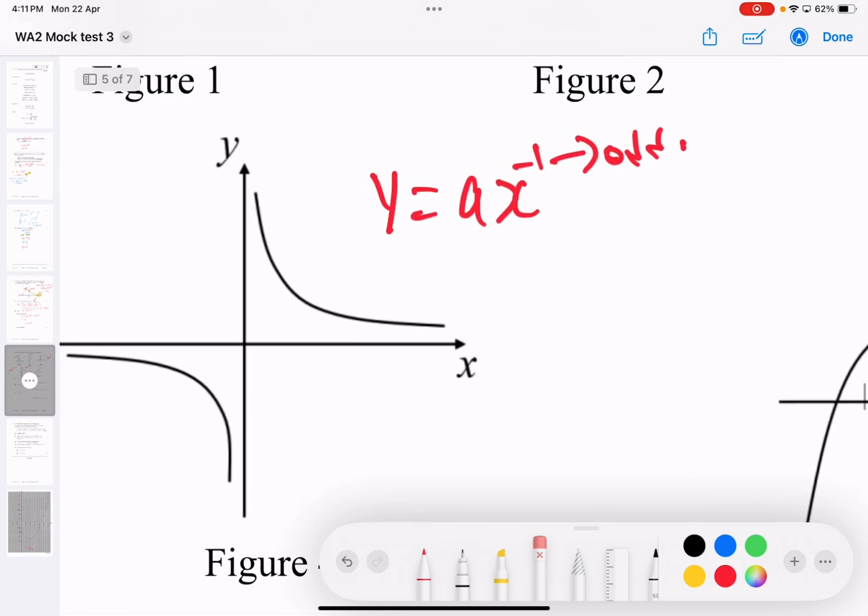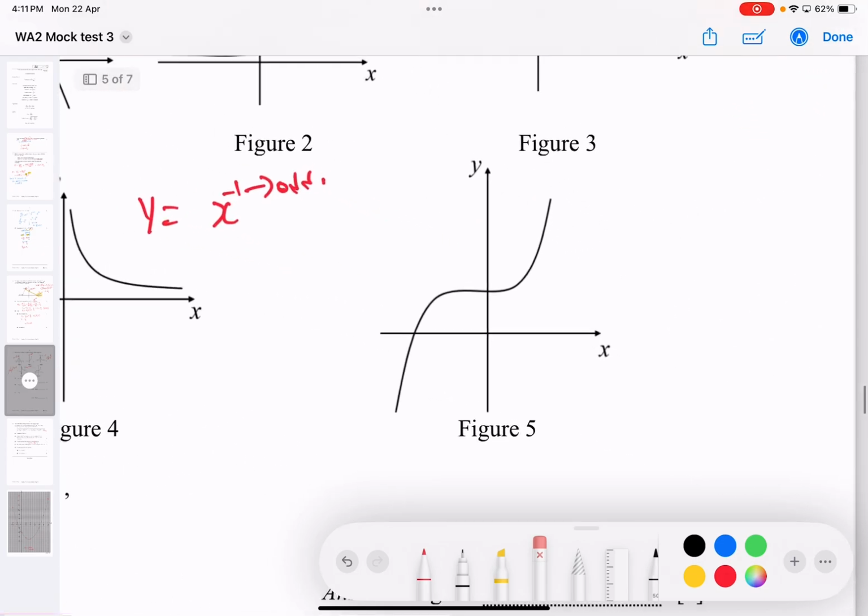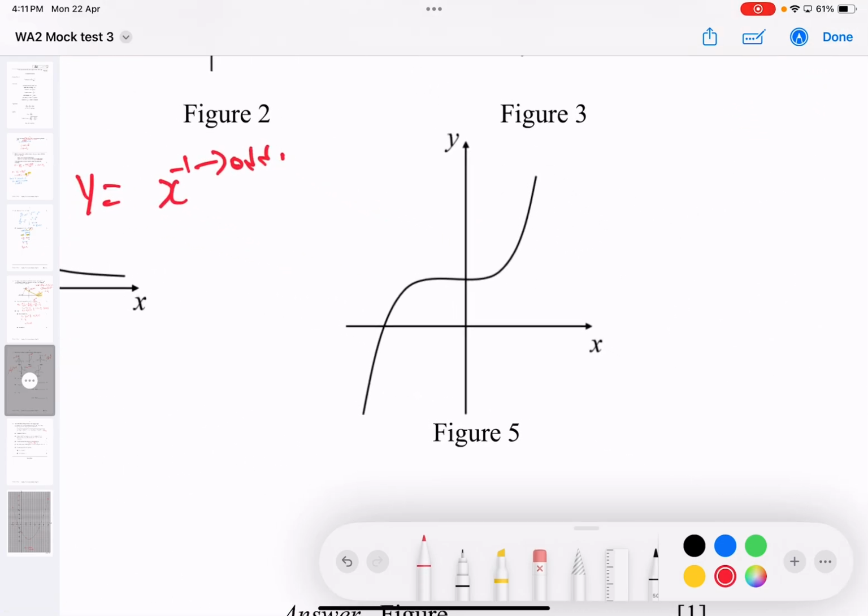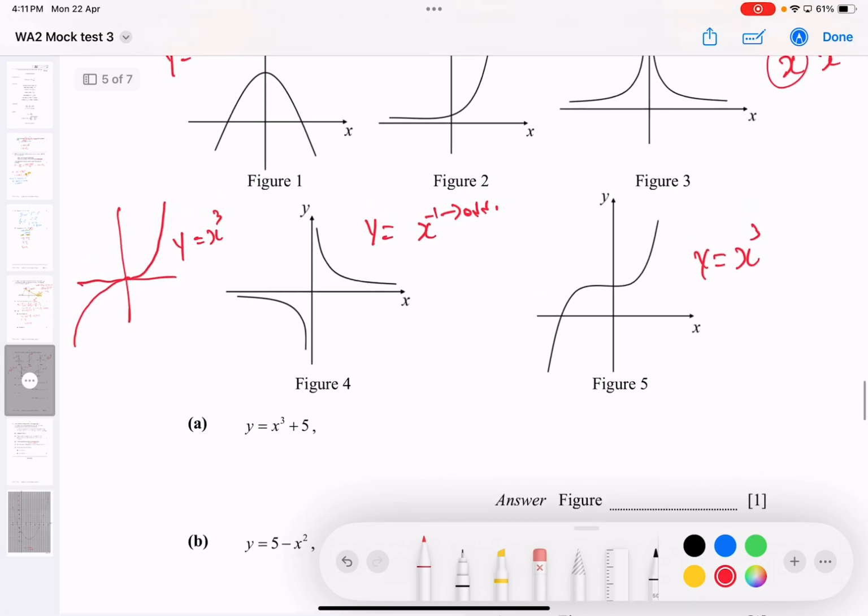And what is the value of a here? What is the value of a? 1, can be just 1. Now the last one, this one I already gave you the answer. This is of the x to the power of 3. So now we can straight away get our answer.